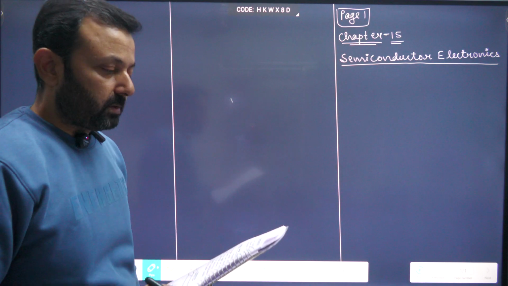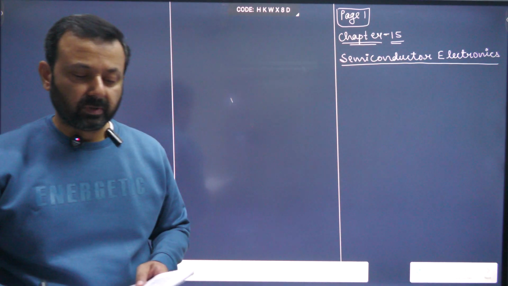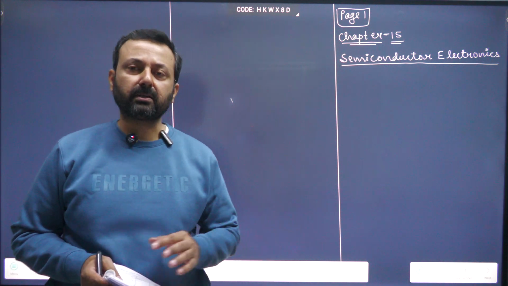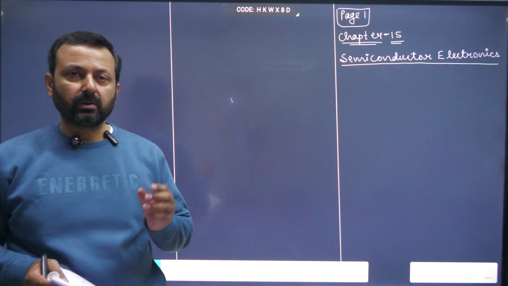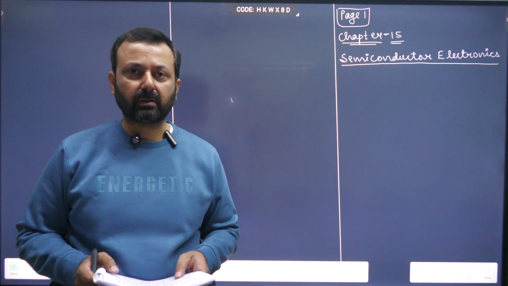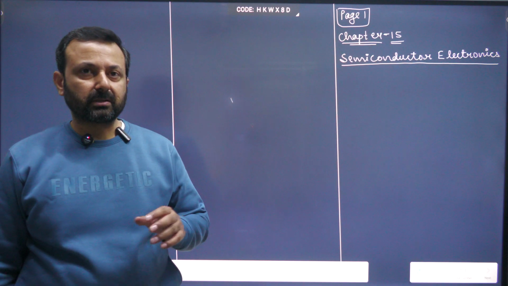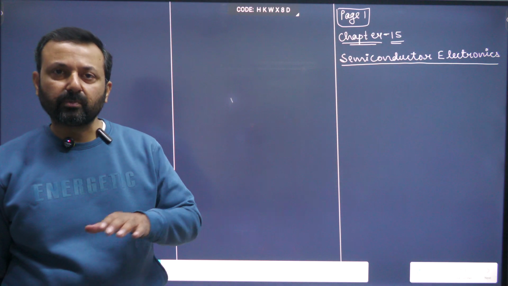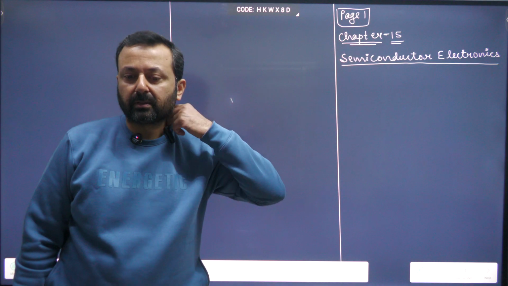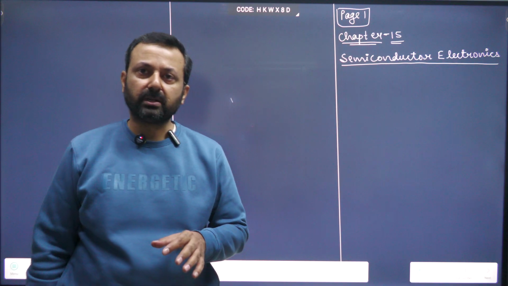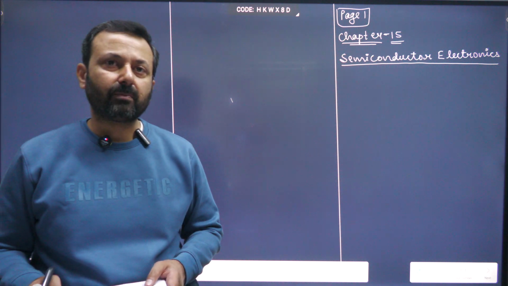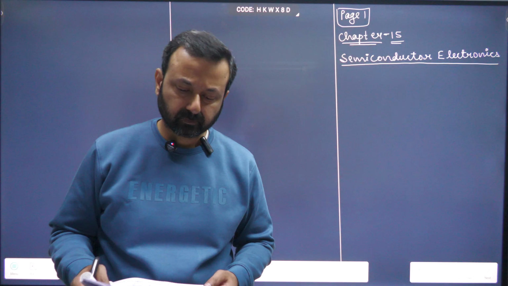In semiconductor electronics, the materials which have conductivity and resistivity in between conductors and insulators are called semiconductors. Means semiconductors are not completely conductors, they are not completely insulators. When some conditions are applied on them, then they behave like conductors, and without those conditions they behave like insulators only. Examples of semiconductors are silicon and germanium.